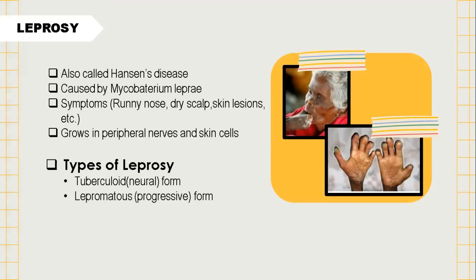When we say tuberculoid form, a person with this type of infection only exhibits a few lesions, so the disease is mild and only mildly contagious. When we say lepromatous or progressive form, this type also affects the skin, nerves, and other organs. There are widespread lesions, including large lumps and bumps, and this form of disease is more contagious. So that's all for the bacterial diseases of the nervous system.